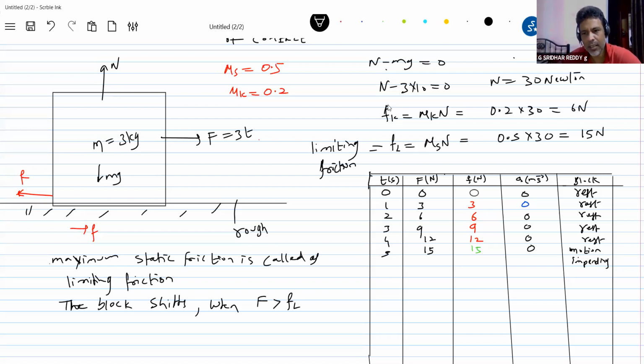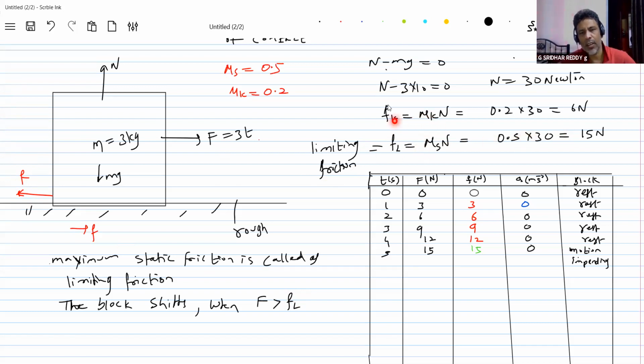Okay, what is this? When the applied force is 15 Newton, what is the friction force? It will become equal to the limiting friction. So what is the maximum static friction that will act? It is called the limiting friction.